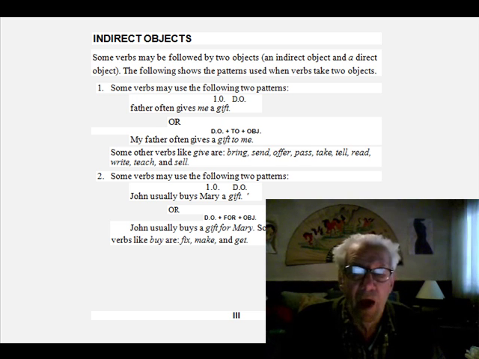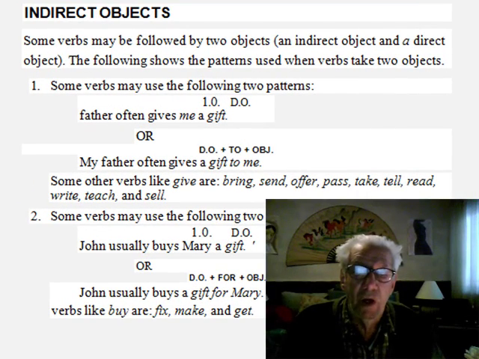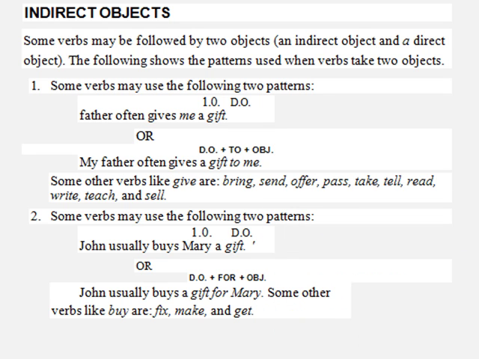In this example, we have "Father often gives me a gift," and in this instance, gives is the verb, and the first action, which you can picture, is a gift in your hand, that receives the action of giving. Indirectly, me, which could be me or whatever, receives the action indirectly. In other words, I receive the gift, say, in my hand. That is an indirect object.